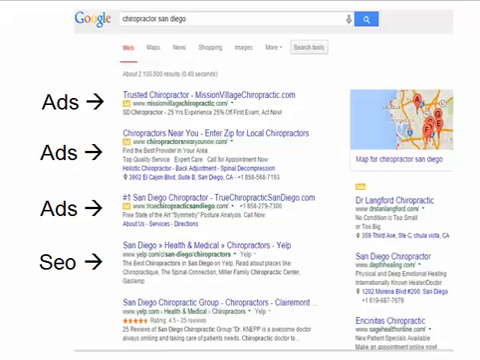So take a look at these 3 top ads. Only the middle ad has its Google Places integrated. The first and second do not, and the first one after the ads is the SEO. That's the difference.